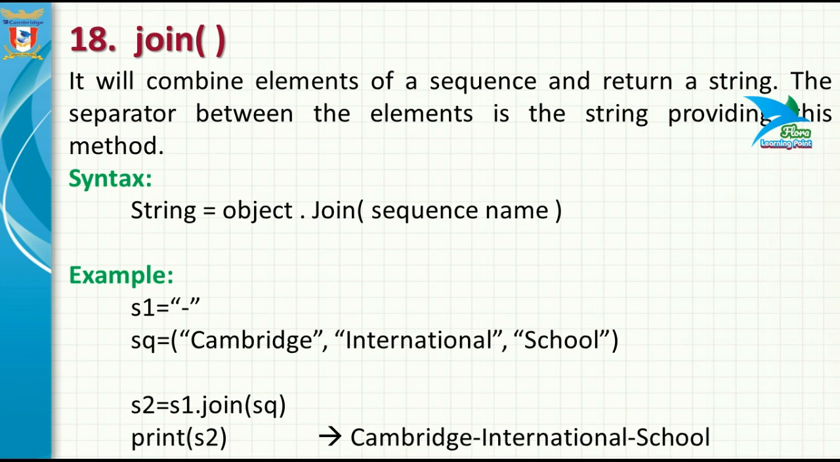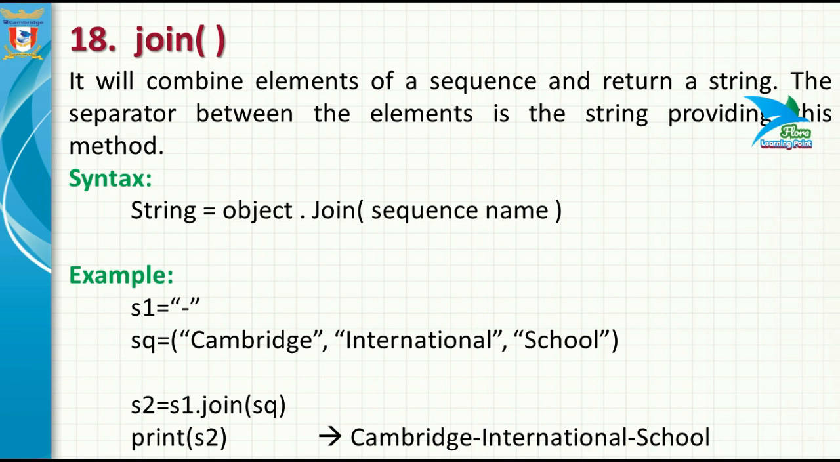Next we'll discuss the join function. It will combine elements of a sequence and return a string. The separator between the elements is the string providing this method. So that means the syntax of this function is join, and inside that function we have to pass the name of a sequence or list. So with the help of the join function, we'll be able to combine all the elements and convert all those elements into a single string.